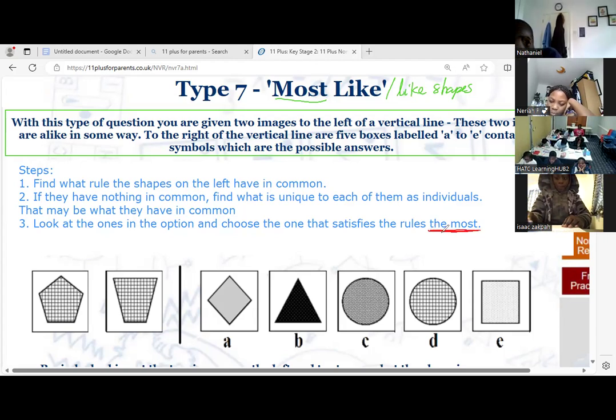Underline the "most" if you finish, please, because the question says most like. And as I said earlier, when you hear the words most like, it means there will be some that are sort of like, but most like means the one that is similar, the most. Does that make sense? Yes, Uncle.